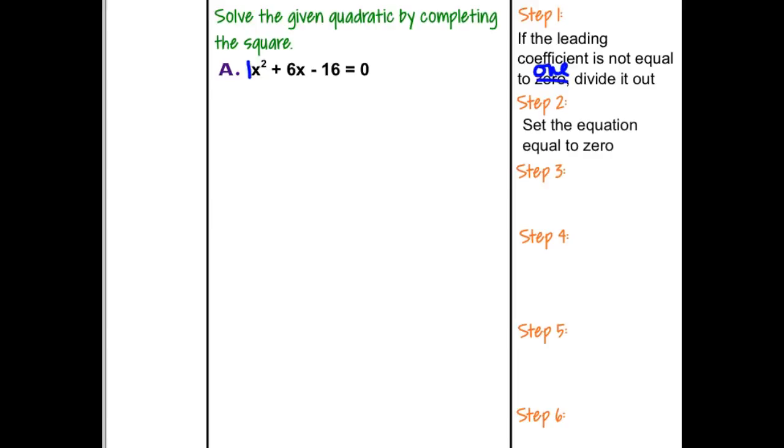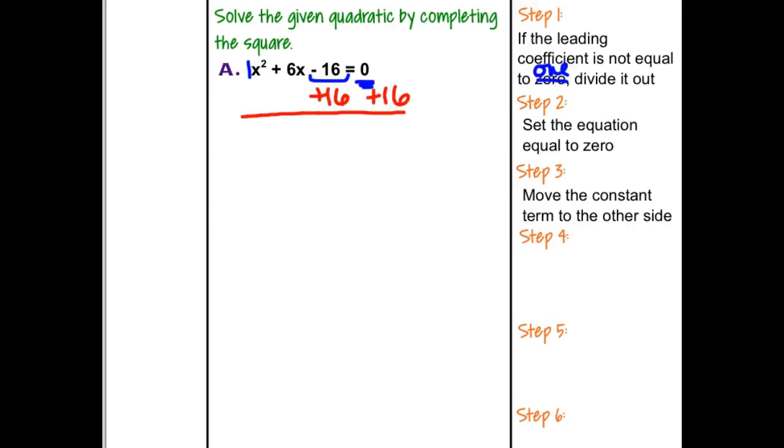Step 2 says this: set the equation equal to 0, if it isn't already. In our case, we already have it equal to 0, so we can move on to step 3. And step 3 says move the constant term to the other side. So in our case, our constant term is this minus 16. To get rid of minus 16, we're going to plus 16.